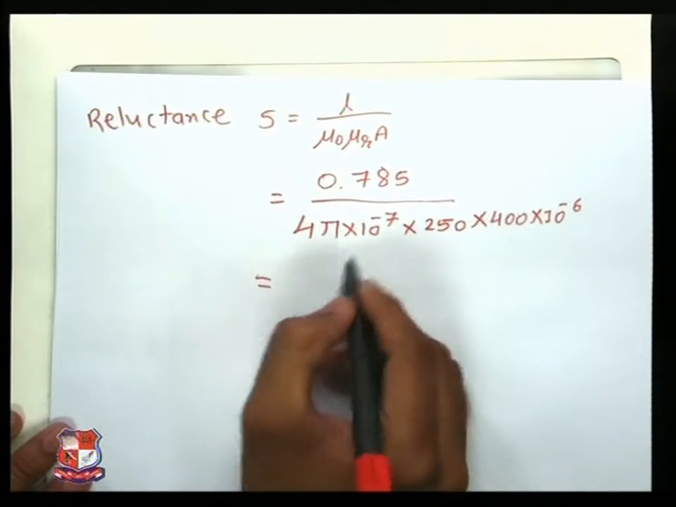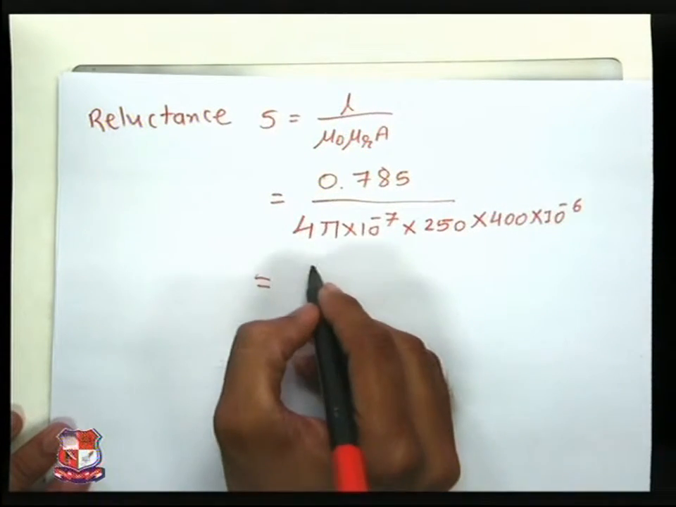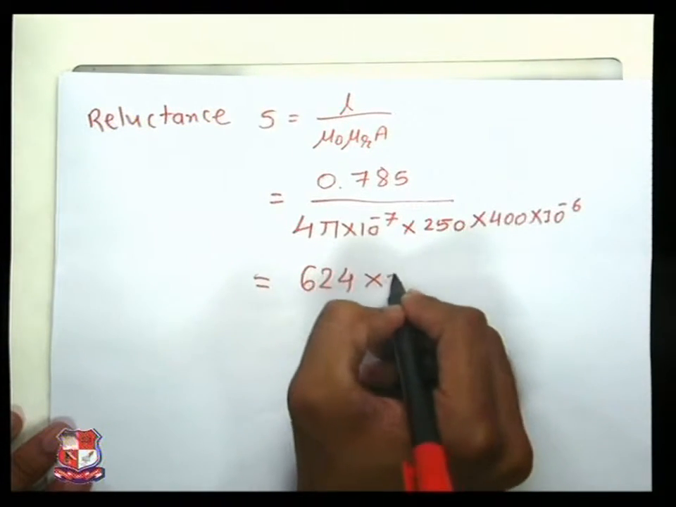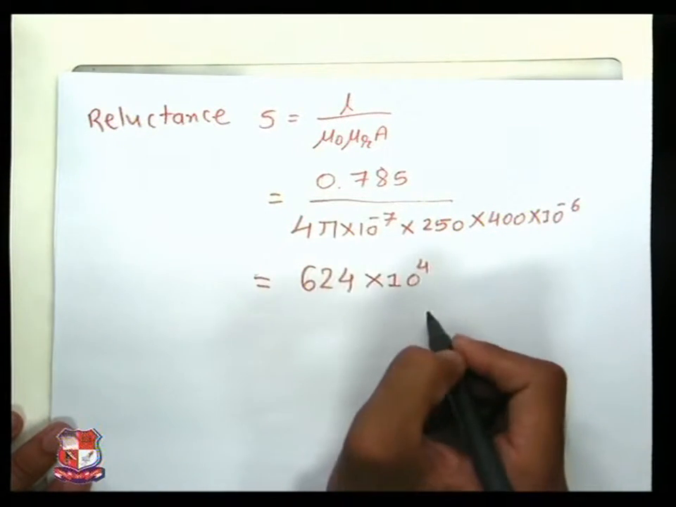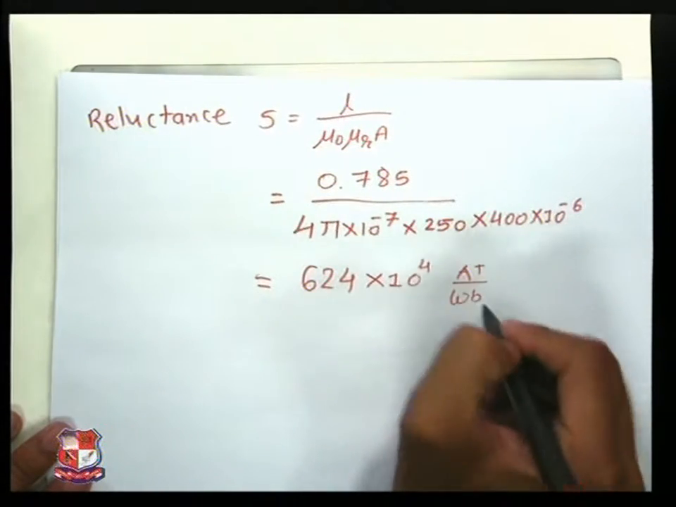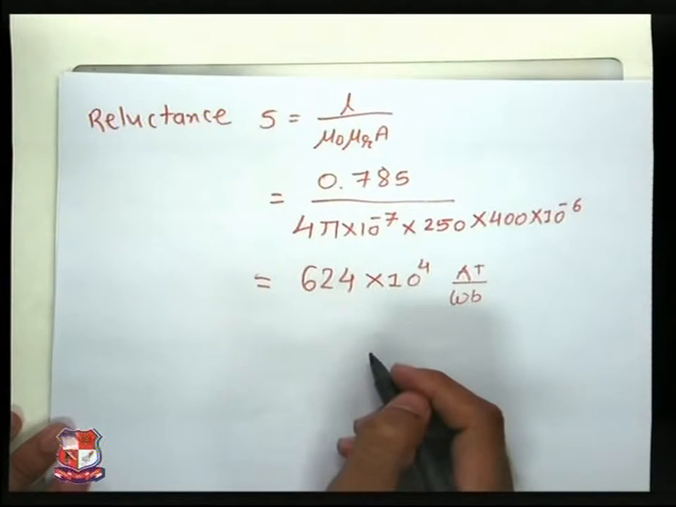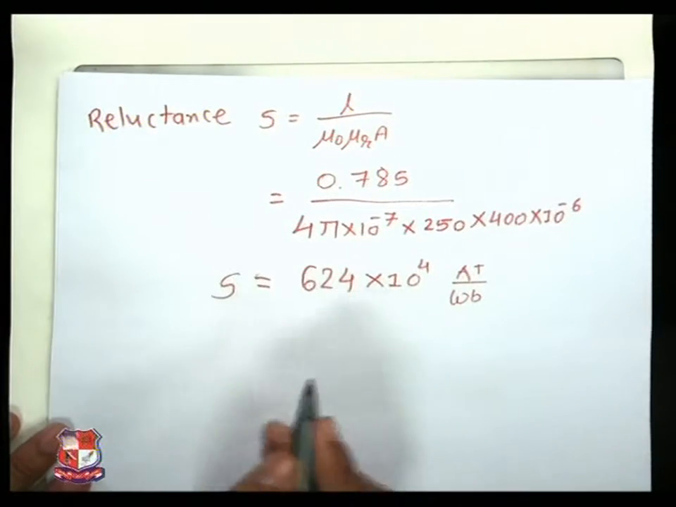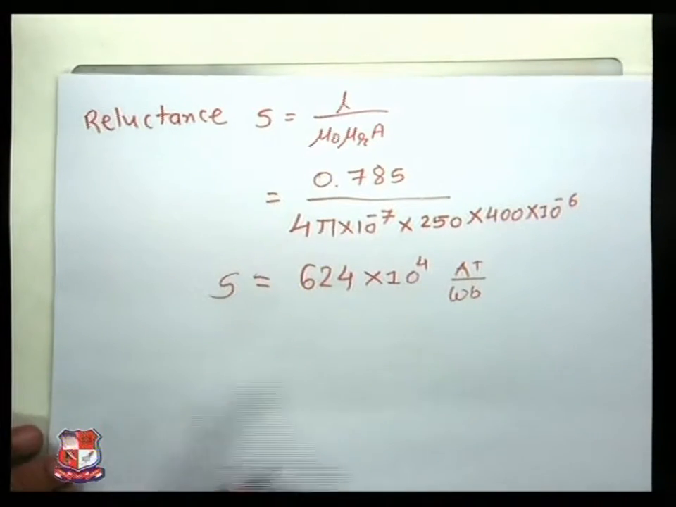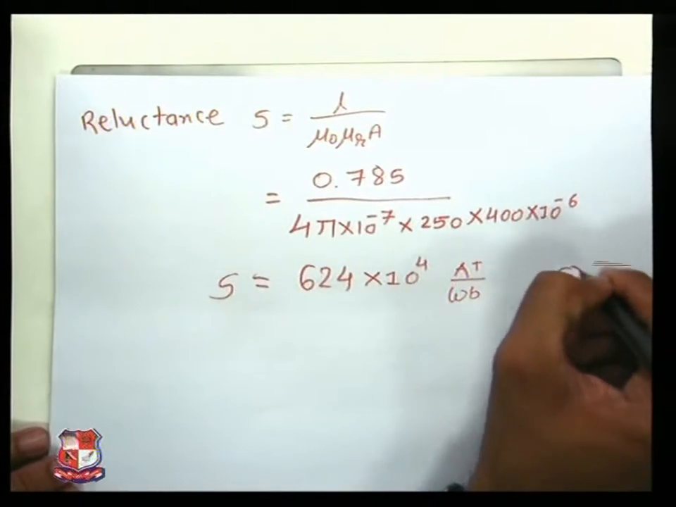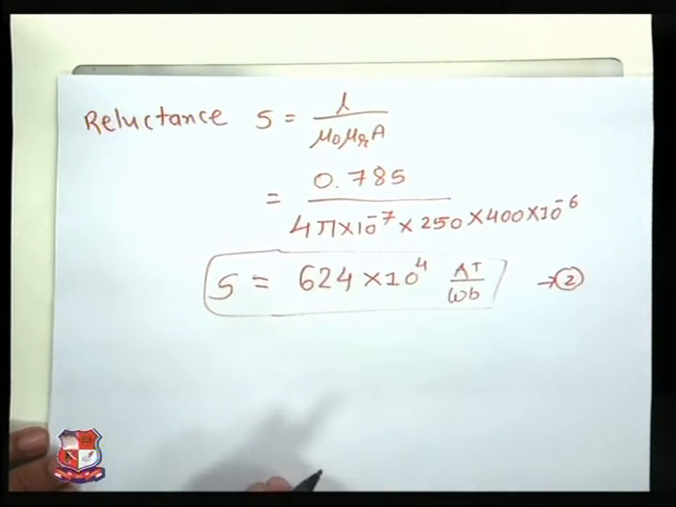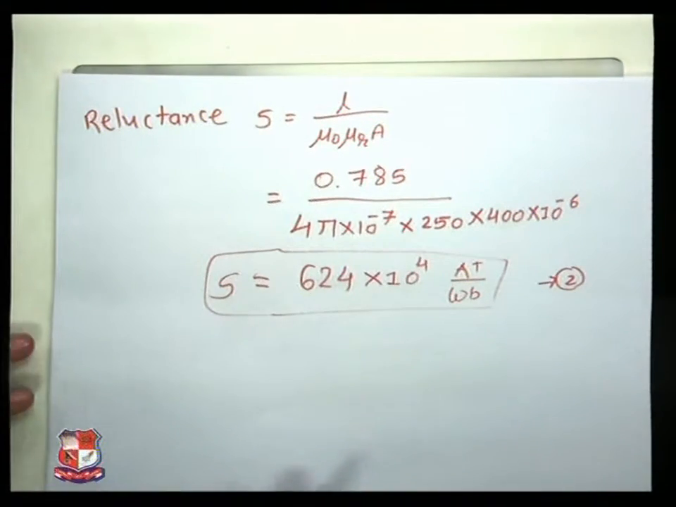Now after solving this term, we get 624 into 10 raised to 4 ampere turn per Weber. So the value of reluctance is 624 into 10 raised to 4 ampere turn per Weber. Now put these two values and we get the value of flux.